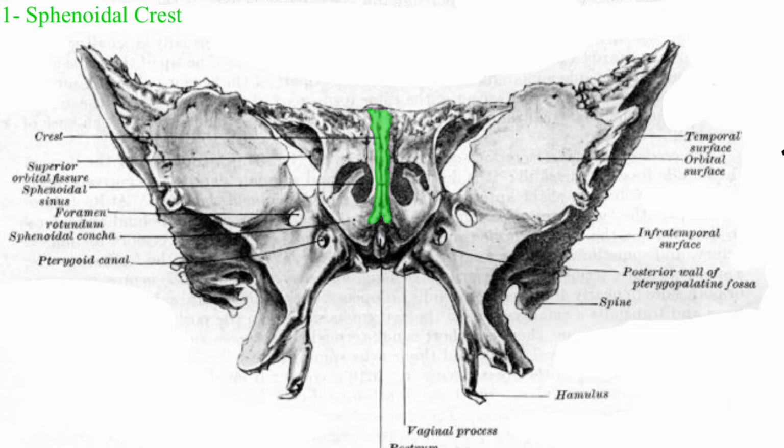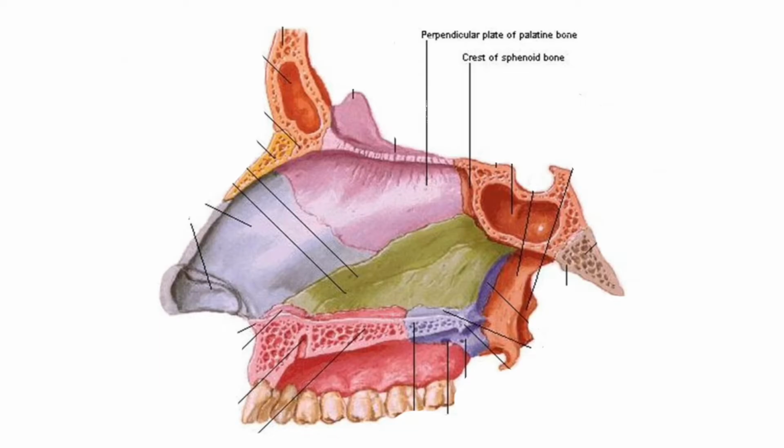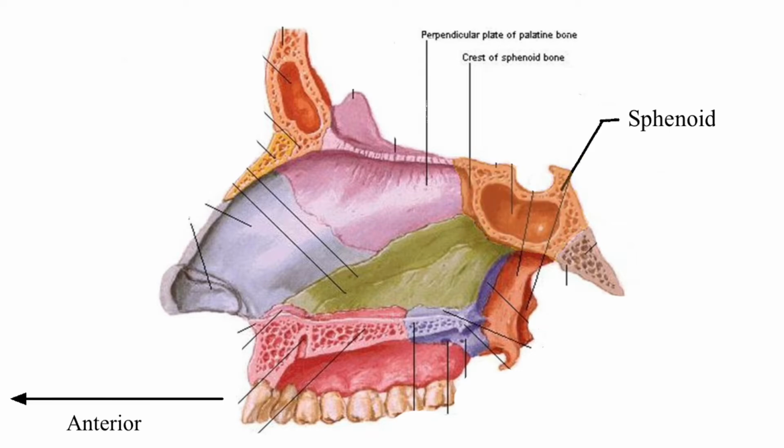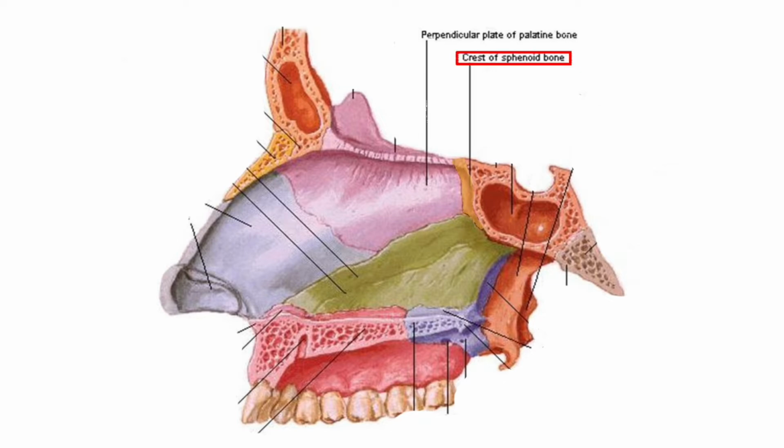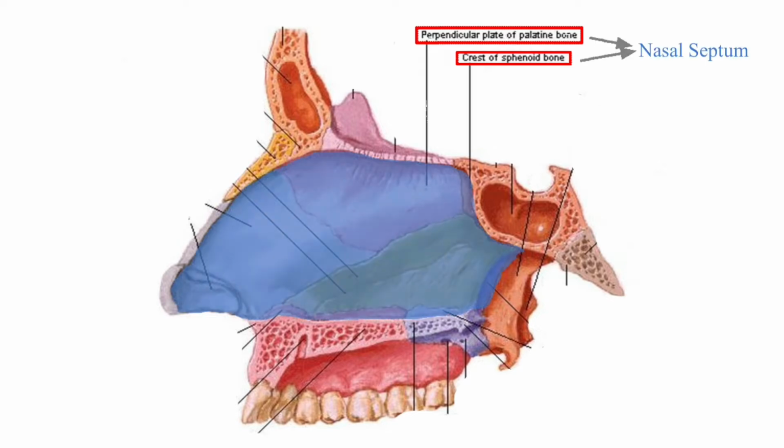The sphenoidal crest is attached to the perpendicular plate of the ethmoid bone. As anterior to the sphenoid bone is present the ethmoid bone, and both the sphenoidal crest and the perpendicular plate of the ethmoid bone are present in the midline, so they come in contact with each other. Together, the sphenoidal crest and the perpendicular plate of the ethmoid bone will form part of the nasal septum.